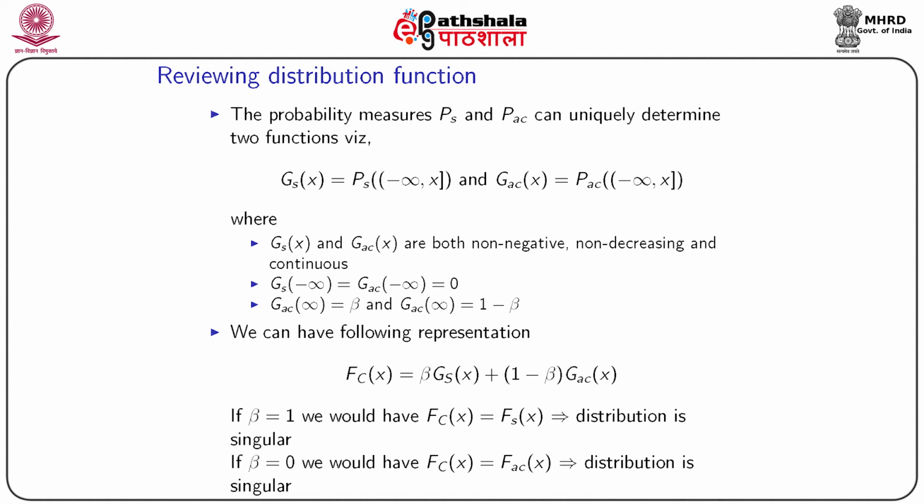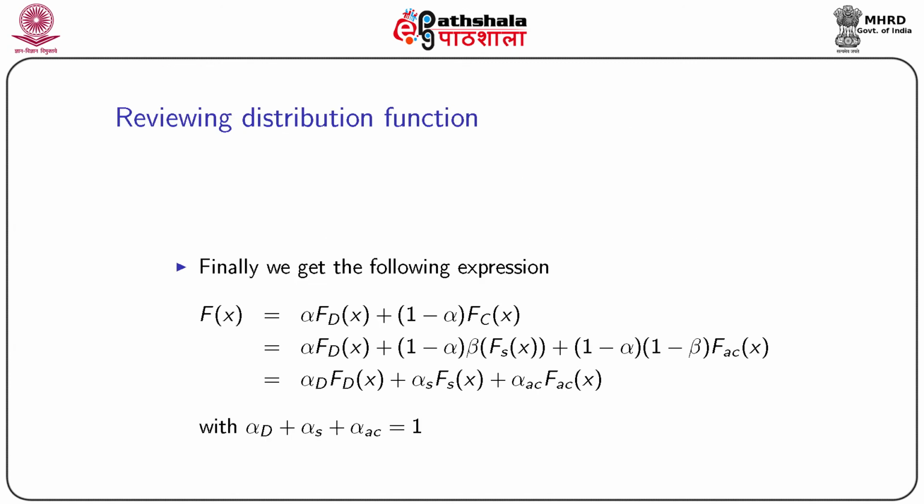If beta is equal to 1, that means the second part will not contribute. F_c(x) will be F_s(x), the distribution is singular. If beta is equal to 0, then the first part will not contribute, then we will have F_c(x) as F_ac(x), the absolutely continuous part, so the distribution is absolutely continuous. So using all this, we can finally find the expression F(x) as alpha F_d(x) plus 1 minus alpha F_c(x).